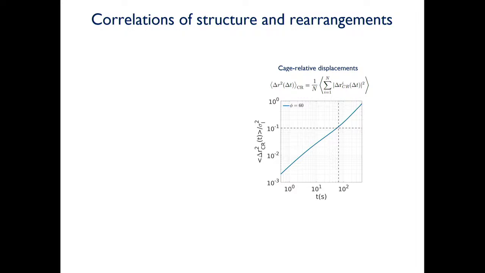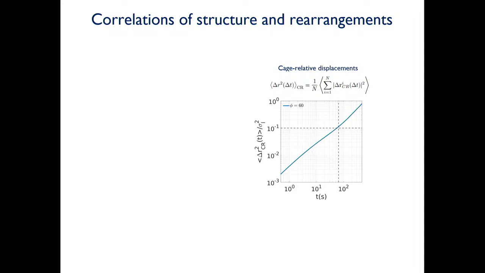So far I've spoken about how to characterize the structure in the system. The next part is how to correlate the structure to the rearrangements in the system. The rearrangements can occur for two different reasons, either due to thermal fluctuations or due to applied shear in the system. First, we are going to take a look at the rearrangements that occur due to thermal fluctuations in the system.